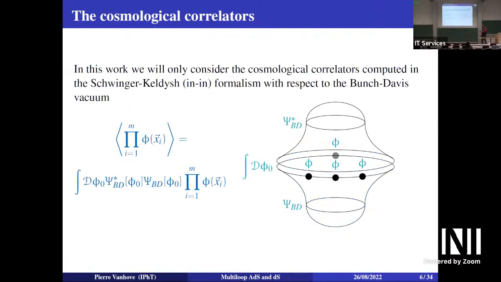So what we are going to do is that, in fact, we will use the Schwinger-Keldysh formalism, which is the in-in formalism, which essentially is to have some operator, a certain number of operators, like a field here, M, that is sandwiched between two Bunch-Davies wave functions, one on the bottom, one on the top, and this is actually computing the correlator along a closed time curve.